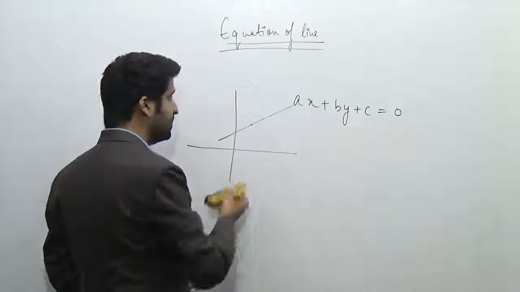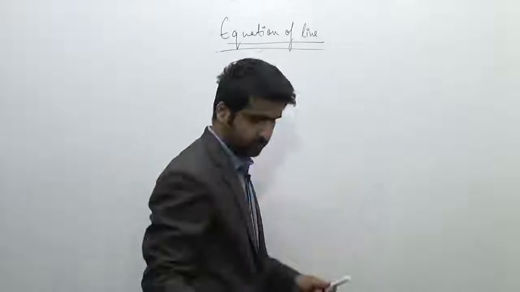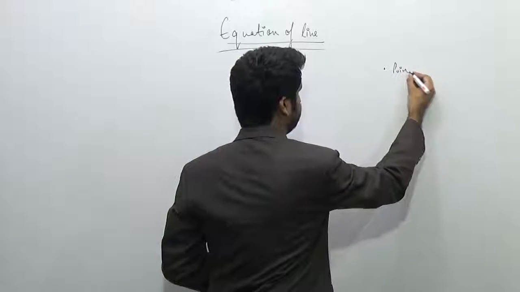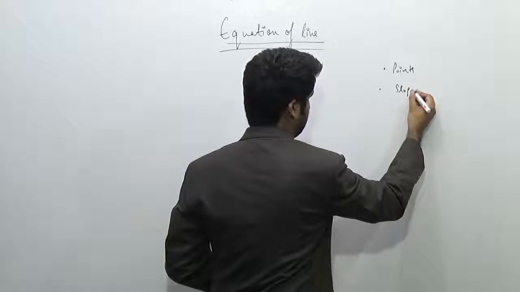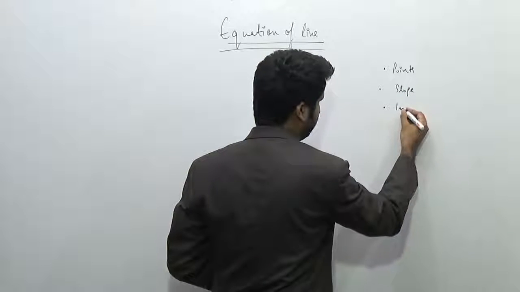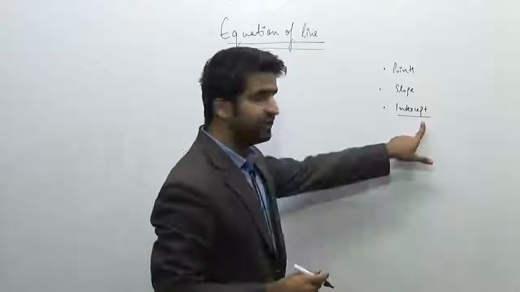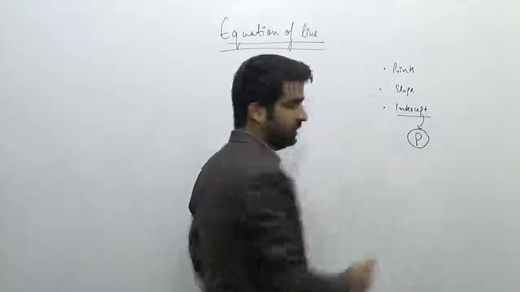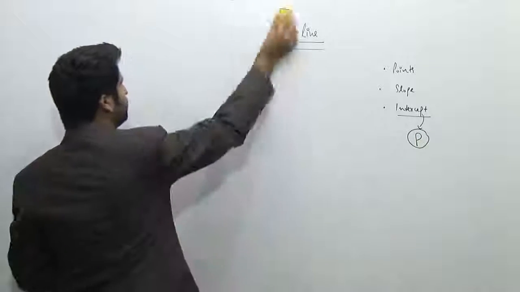So for this line we learned three things till now. First of all was points. Second was slope. And now the third thing which we'll learn is intercept. This is not intersect, this is intercept with a P. Okay, so what is the use of an intercept?